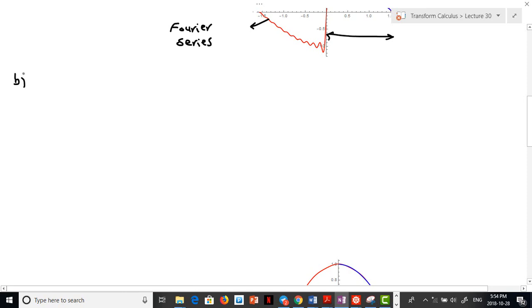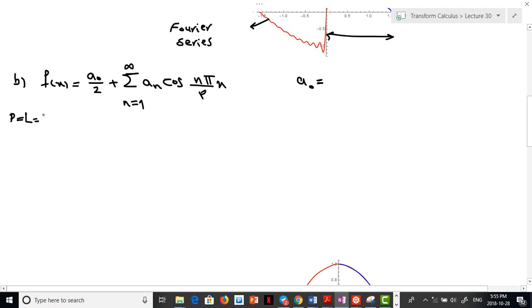In the cosine series, we have to reflect our function with respect to the y-axis. So in this case, we have an even function. The Fourier series is equal to a0 divided by 2 plus the summation of an cosine(n pi over p x), n from 1 to infinity. At first, we have to find a0. We know that in this case p again is equal to L, which is pi over 2.